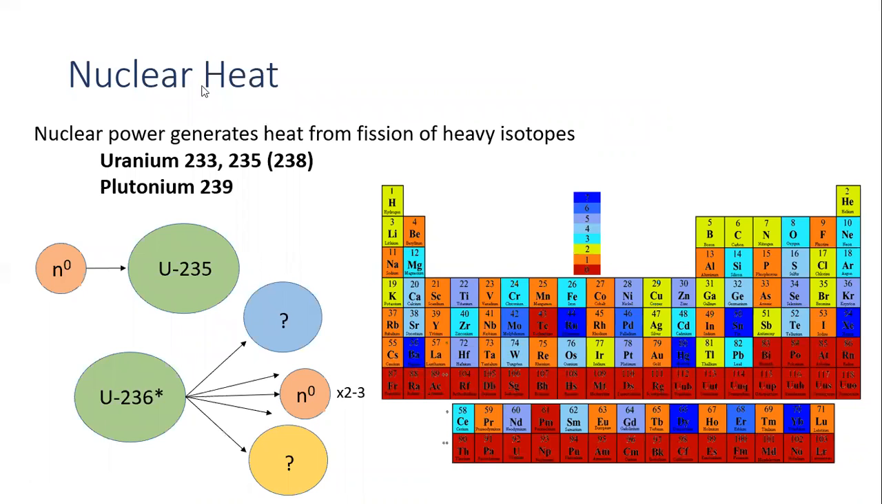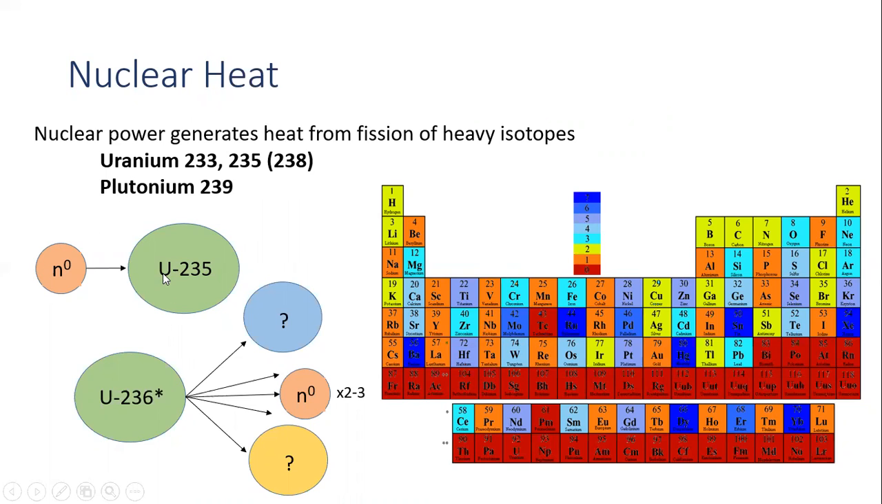Next, how can nuclear heat be generated? Nuclear power generates heat from the fission process of heavy isotopes. By using the fission of heavy isotopes, we obtain nuclear heat. These isotopes are uranium-233, uranium-235, uranium-238 and plutonium-239.